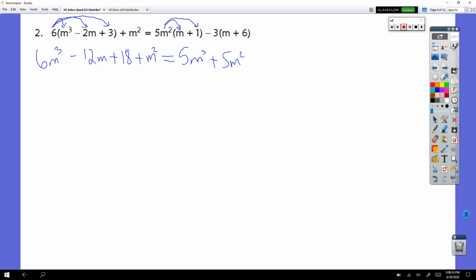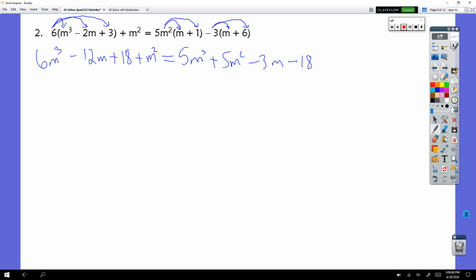The third time I see parentheses, I see a negative 3 coefficient, so I need to multiply the negative 3 through the parentheses. So I'm going to do negative 3 times m and negative 3 times 6. So I'm paying attention to my positive and negatives while I'm doing that.